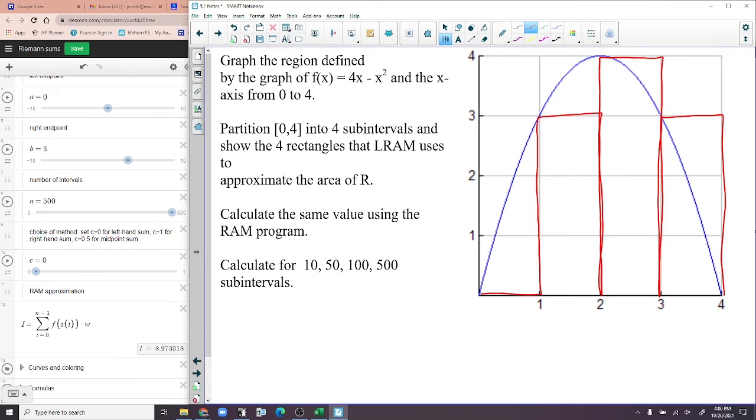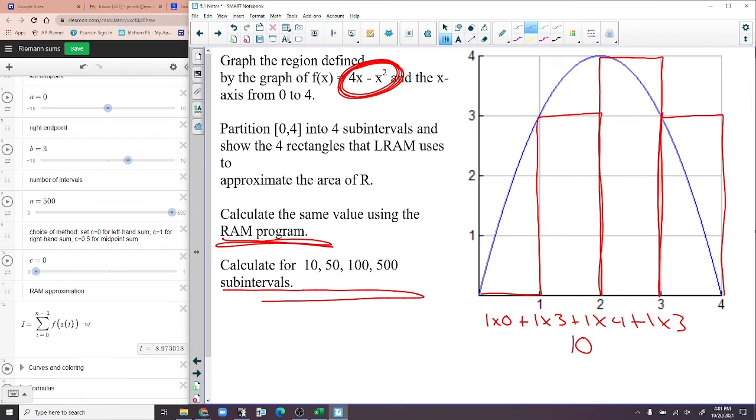So we have a 1 by 0, you plug 0 into this, you get 0, plus a 1 by, plug 1 into here, you get 4 minus 1 is 3, plus a 1 by 8 minus 4 is 4, and then the last rectangle is a 1 by, plug 3 in, which is 12 minus 9, which is 3. So 3, 7, 10, the approximation is 10. And then I kind of already covered using the RAM program and showing what happens when you go to 500 rectangles. So let's skip that for this one.